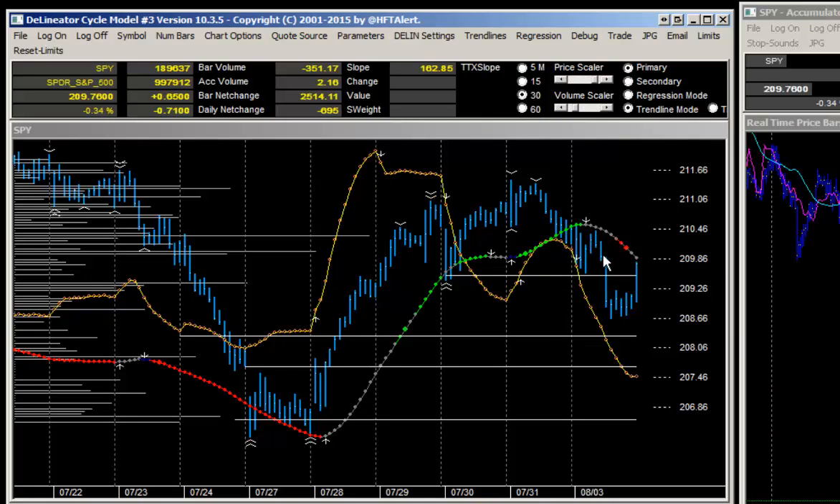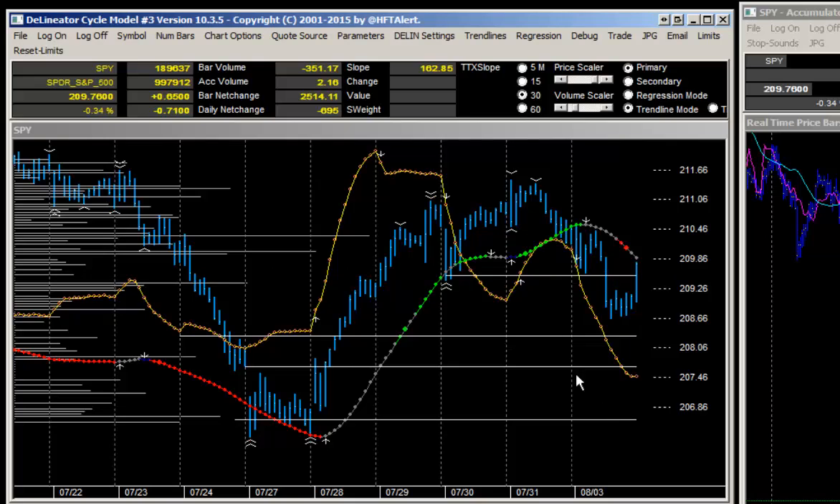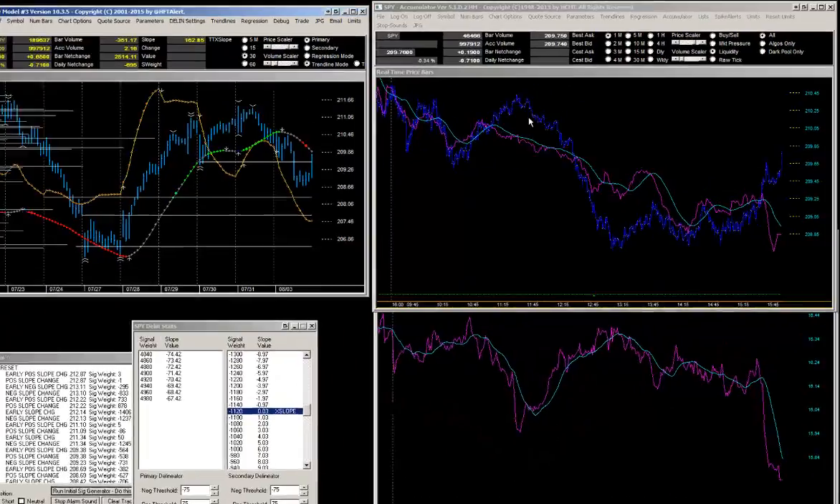So we knew if we were going to try to trade for 50 cents, we'd want to make sure that our initial target was above this level, so we'd be assured of getting that 50-cent target. So again, our expectations: a down cycle on the delineator, which means that we would see lower lows and lower highs throughout the day on the 30-minute bars.